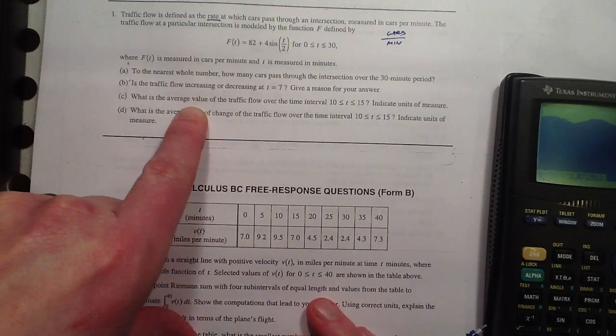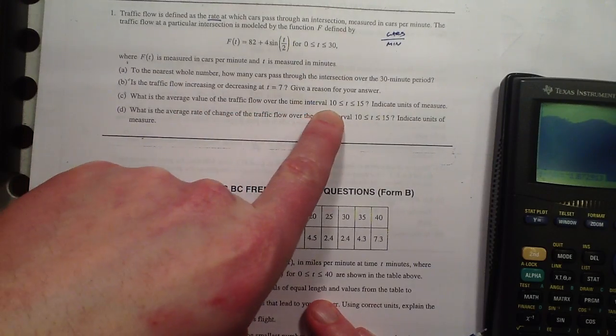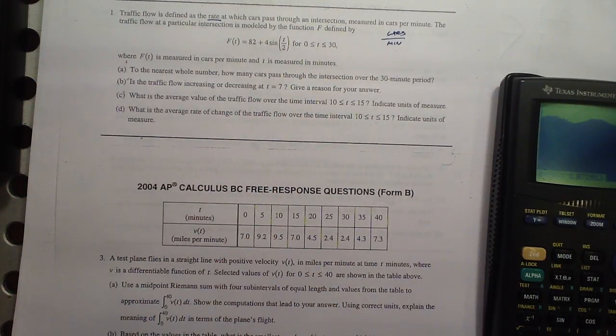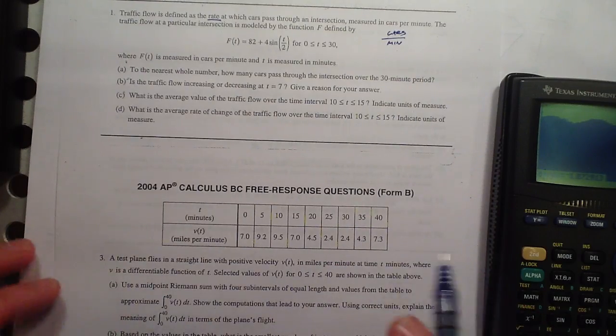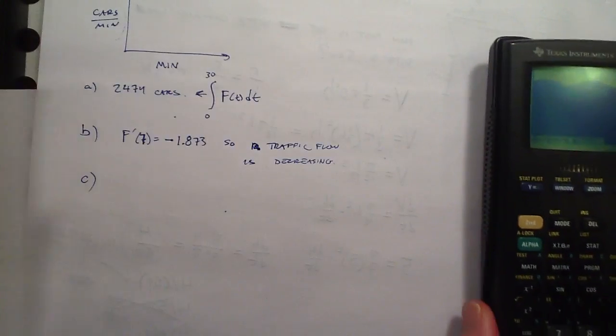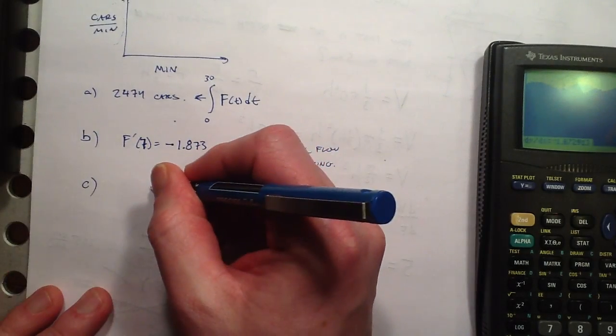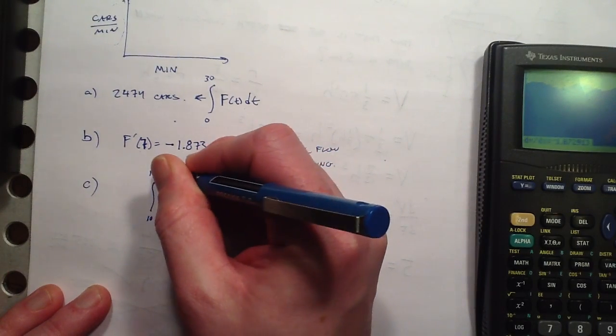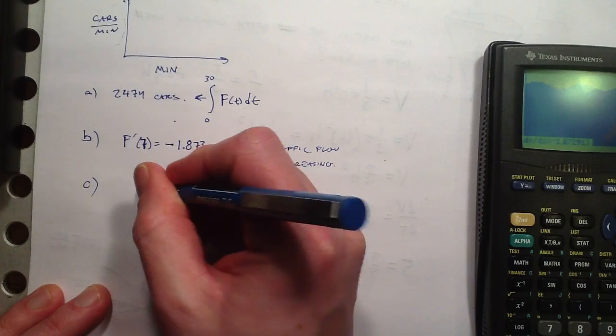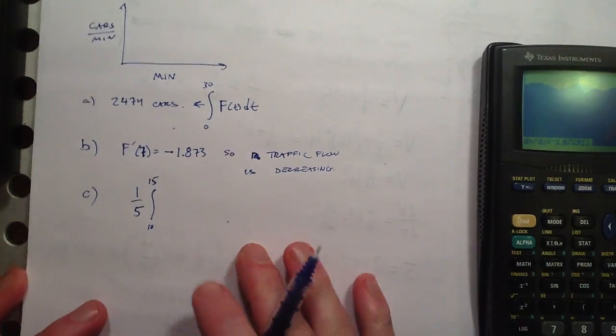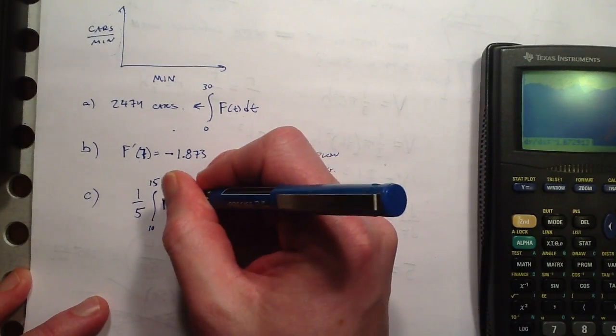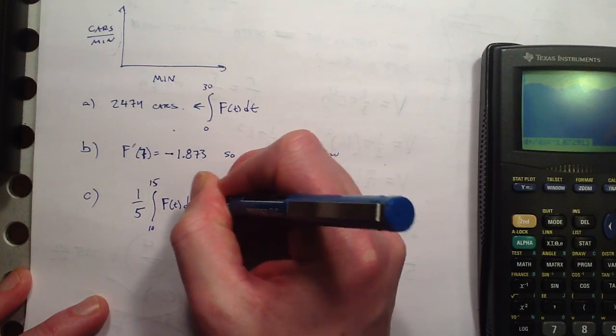What's the average value of the traffic flow over the time from 10 to 15? And then indicate units of measure. Okay, we know how to do that. That's the interval from 10 to 15. That interval is 5 wide, so we would have 1 over 5 times the integral of f of t dt.